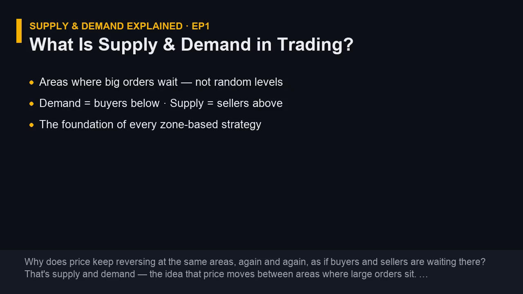Why does price keep reversing at the same areas again and again, as if buyers and sellers are waiting there? That's supply and demand. The idea that price moves between areas where large orders sit. In this first episode, we'll define exactly what a supply zone and a demand zone are, why price keeps returning to them, and how this simple framework underpins almost every zone-based strategy you'll ever see. This is the foundation, so let's build it properly.